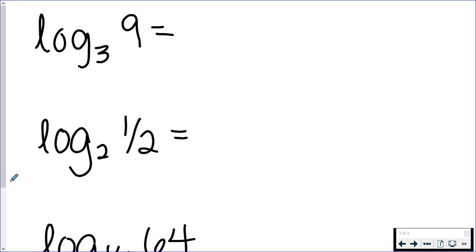I'm going to evaluate 3 different logs. What I like to do is when I don't know what a log is equal to, I set it equal to x. Once I do that, I can then turn it into exponential form.